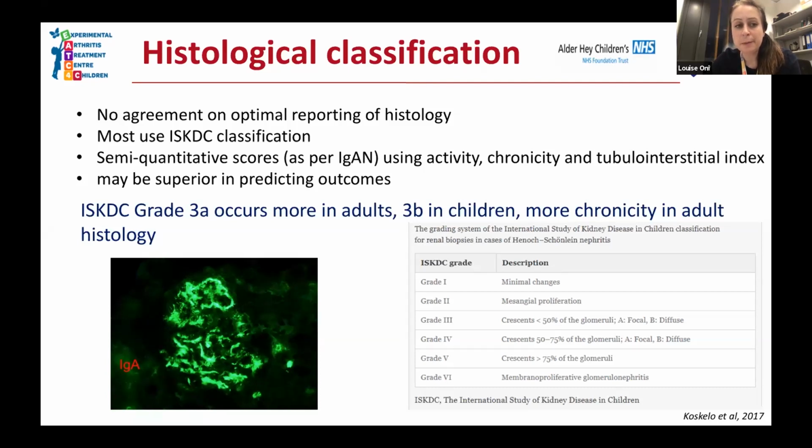There have been some publications looking at semi-quantitative scores similar to the IgA nephropathy classification, which include activity, chronicity, and tubulointerstitial features, and these may be superior in predicting outcomes.